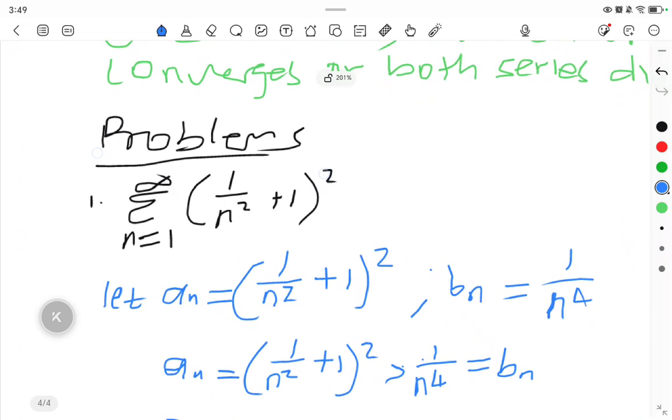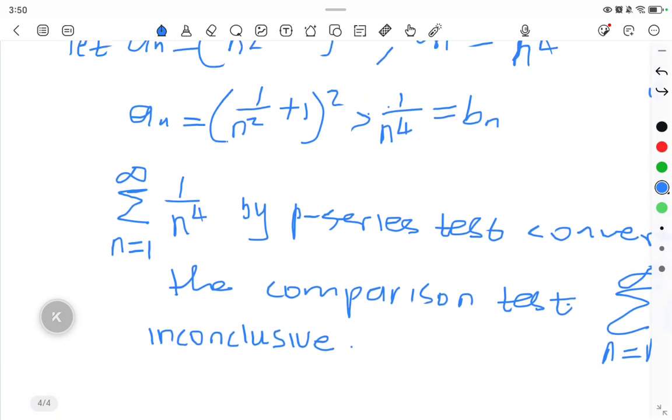Now when I check the divergence test here, first I must look at An. Ask myself, if I find the limit of An, will I get 0? If yes, then don't use the divergence test. Here, I'll get 0 plus 1, and 1 squared is 1. So I won't get 0. So the divergence test will work.